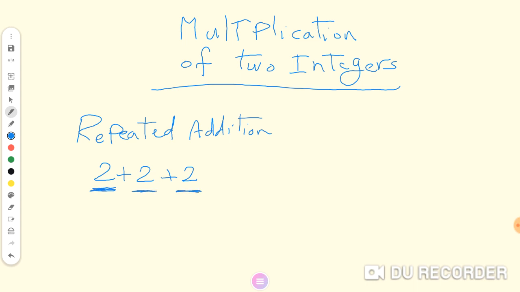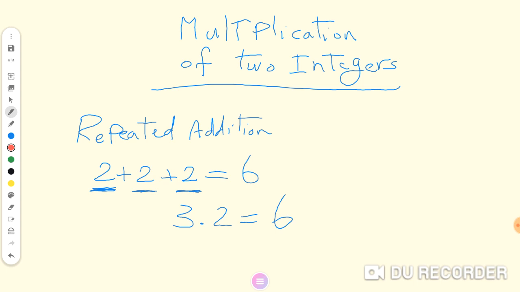So how many groups do I have? 3. What is the element of the group? It's 2. So 3 times 2, or 3 multiply 2. And as we know, 2 plus 2 plus 2 is 6. Also 3 multiply 2 is 6 directly. Okay? This is how we can multiply a number.